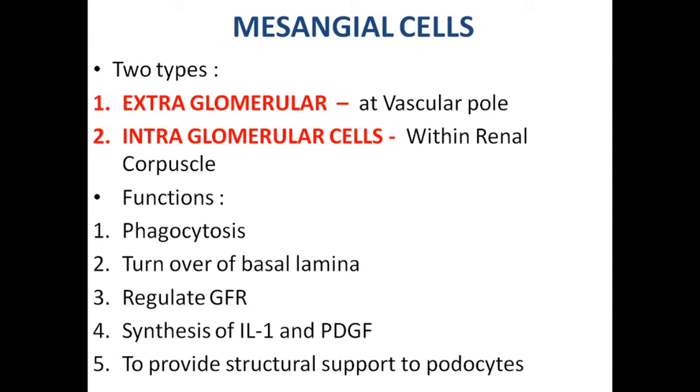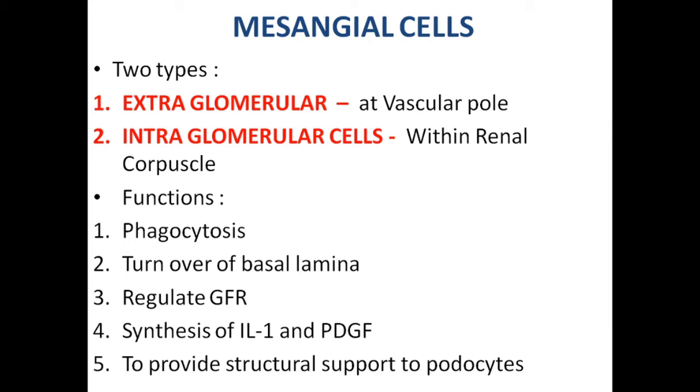Then all these things, the tufts of the capillaries which are present within the cup of the Bowman's capsule, are kept together by a tissue called mesangium, and this mesangium is nothing but the group of mesangial cells along with the extracellular fluid. There are two types of mesangial cells: extraglomerular, which is present at the vascular pole, and intraglomerular, which is present within the renal corpuscle.